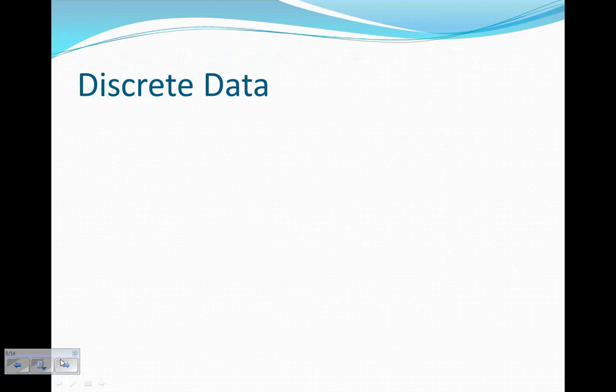Now, discrete data. Discrete starts with a D, dots start with a D. So with discrete data, remember the continuous was a line, the discrete is going to be dots. It's kind of like a scatter plot.